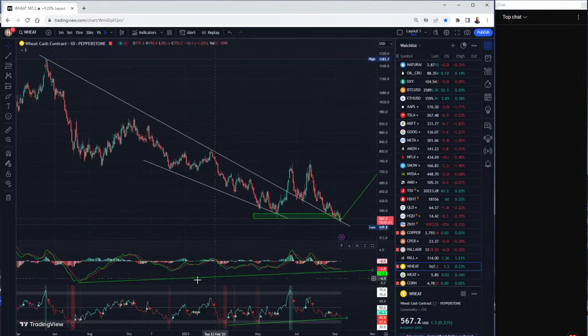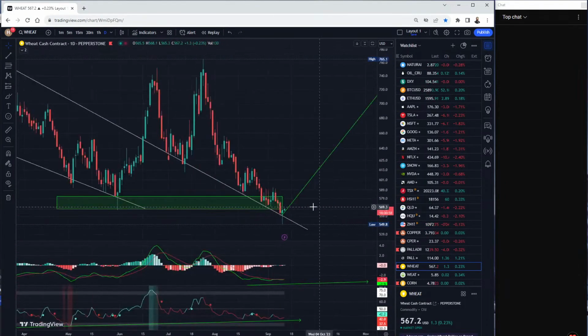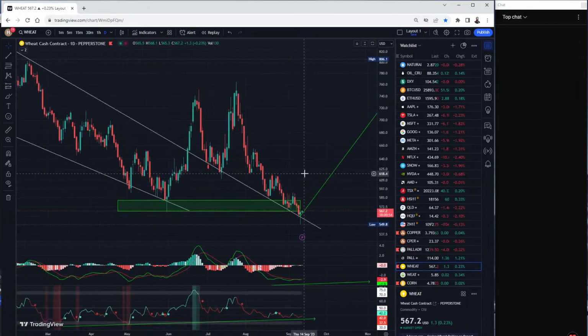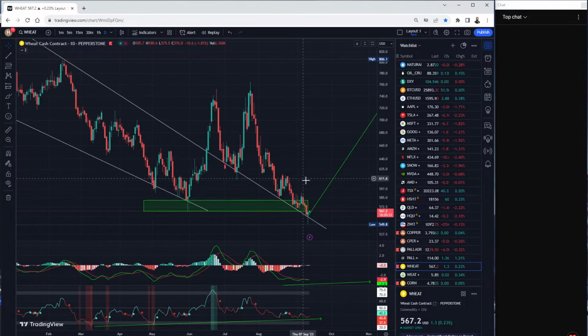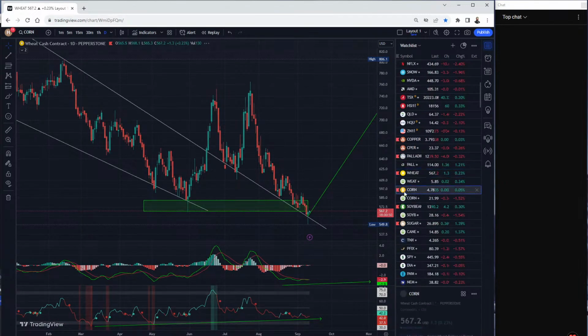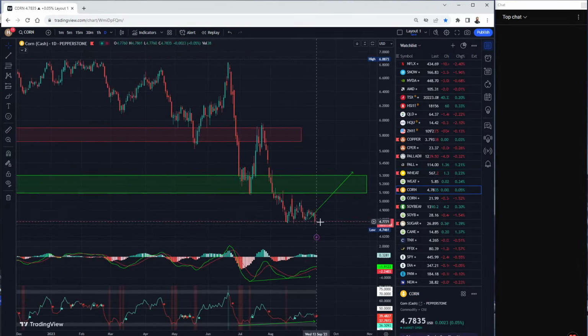You can see we still have divergence on PPO and RSI. Keep accumulating. This is probably the last chance before it starts to rally. It's going to probably rally like 5-6% one day. It seems like it. Corn also consolidating and with bullish divergence on PPO and RSI.